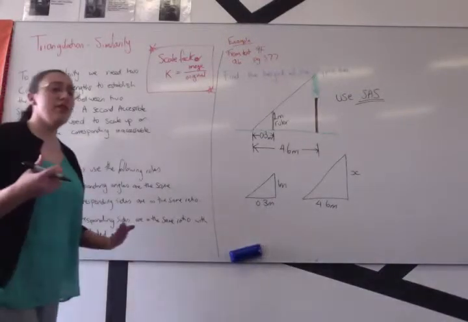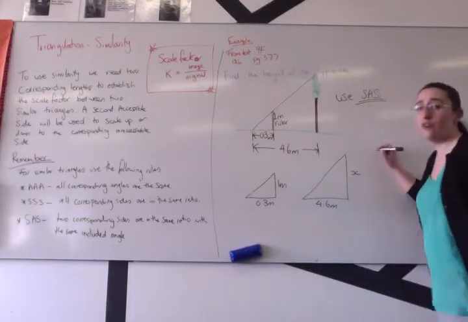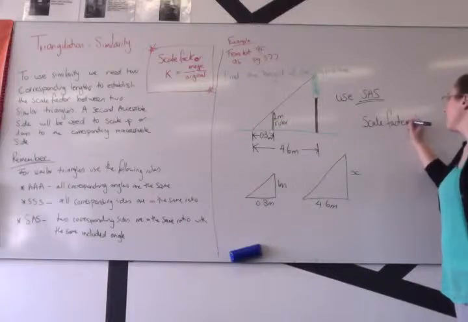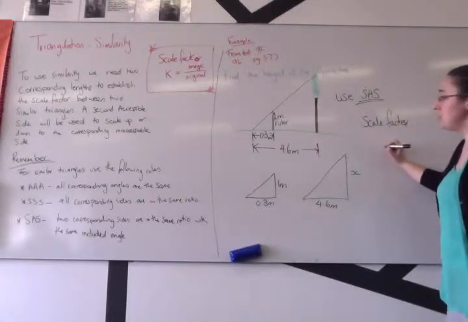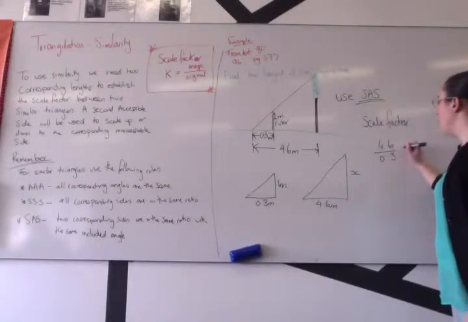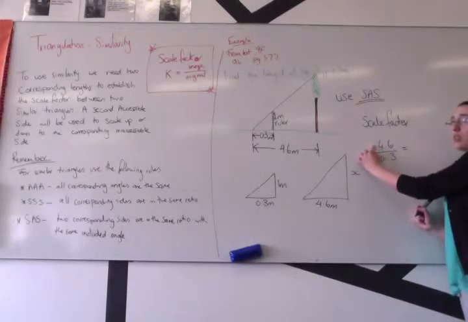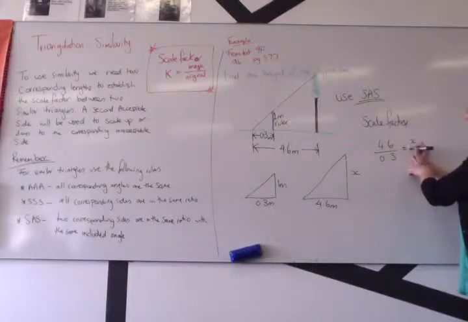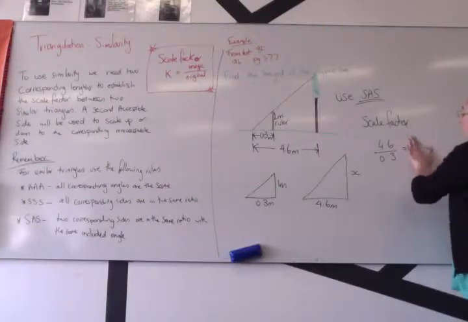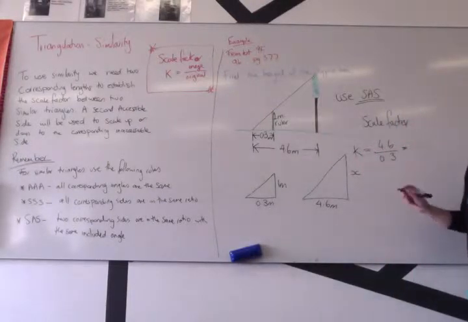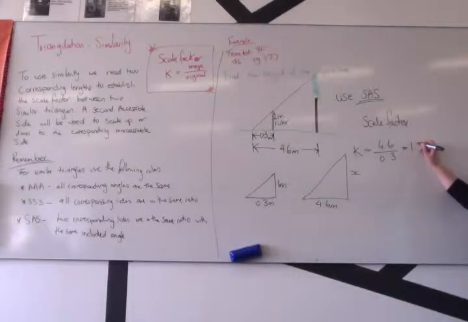So what information am I going to use for my scale factor? You're going to use 4.6 over 0.3. So we're going to use 4.6 divided by 0.3. And that's going to equal, so this is the image over the original. Sorry, this is still our k. I apologise for that. 15.3333, I'm going to go 15 and a third.